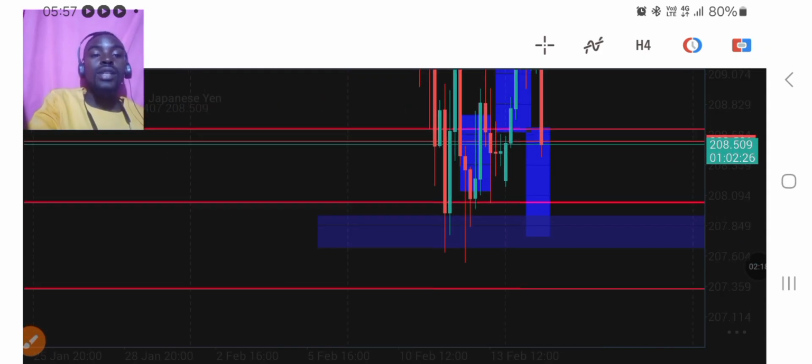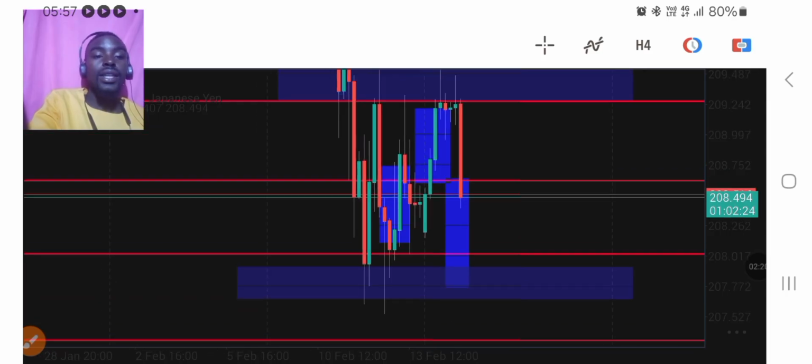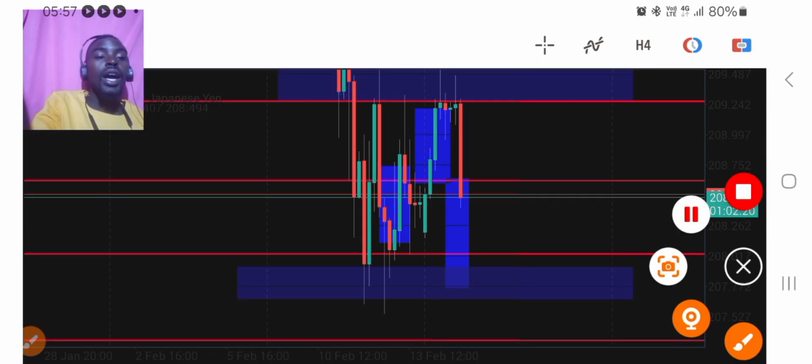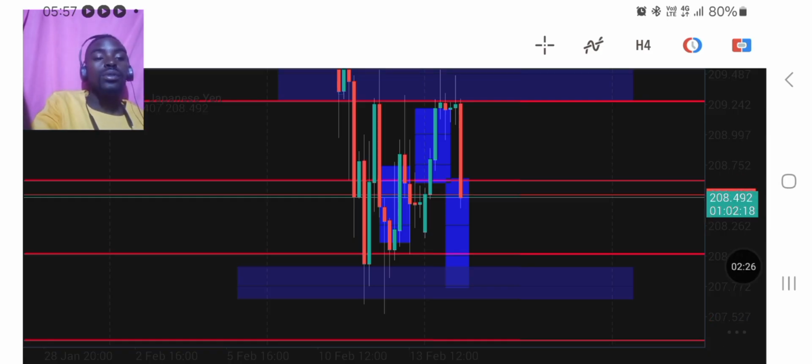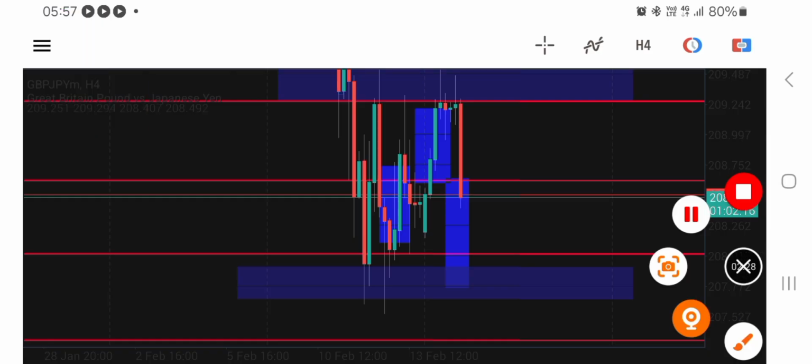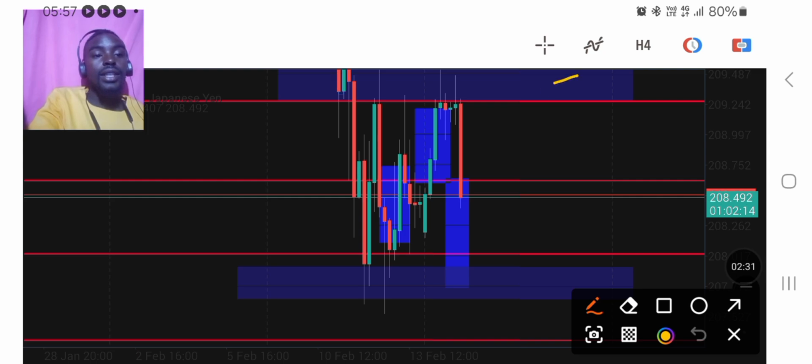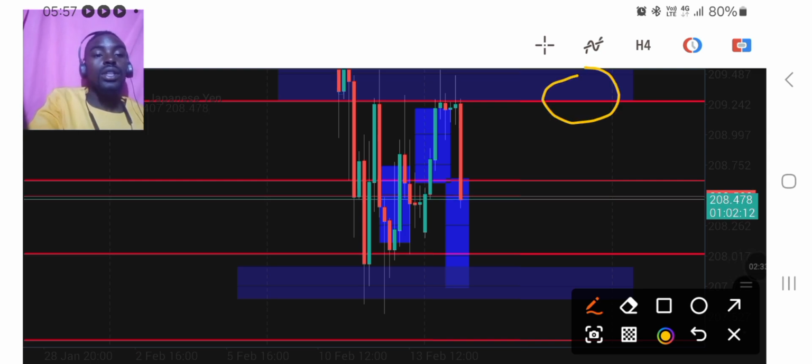For today's plan, these are the lines that I draw for support and resistance. I'll show you, guys. For example, there is this line here. What does this line tell me? There is a support here, and a resistance at this point. There is another line here, which tells me that there is a support here.